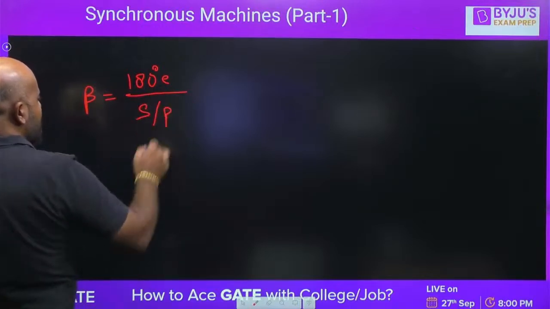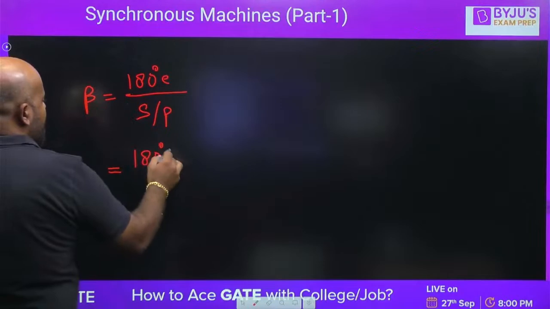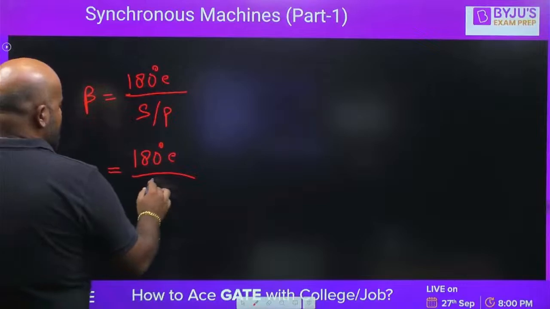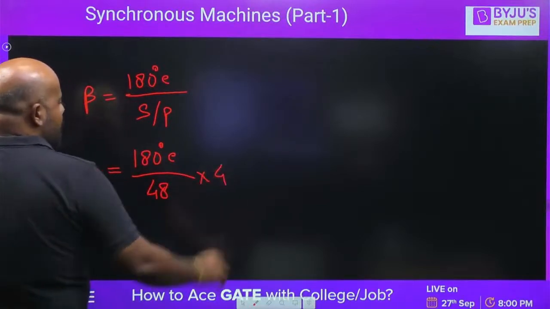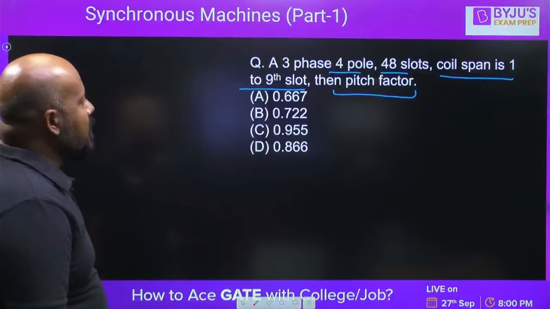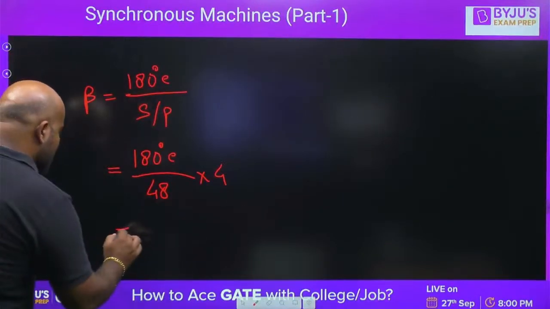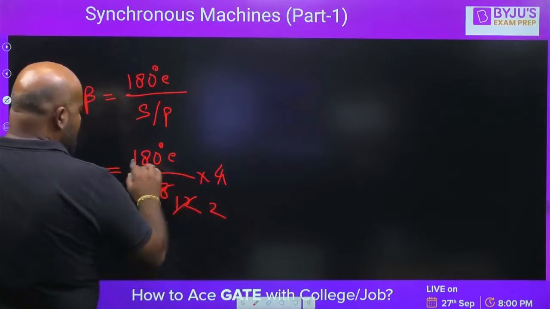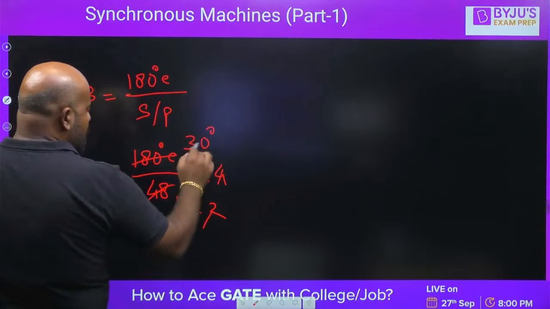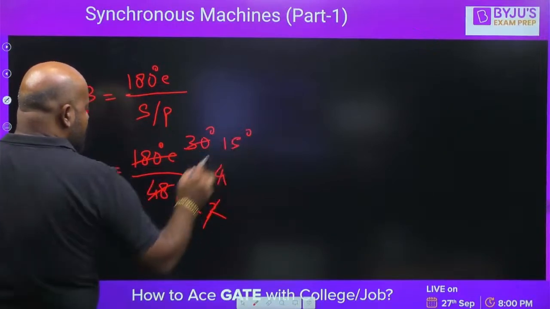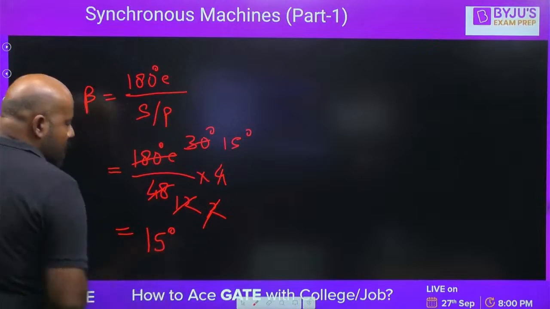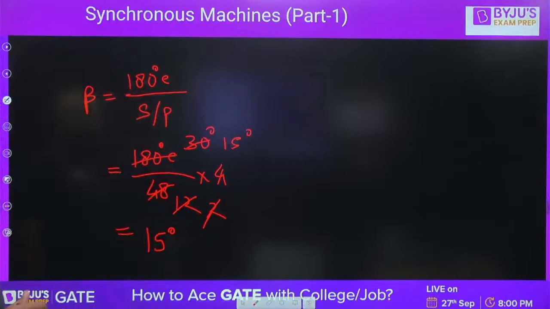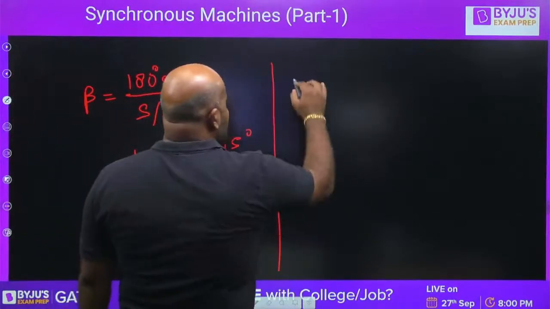divided by slots per pole. What is the number of slots? 48 slots. Number of poles? 4. Just solve this and tell me what is the value of beta you are getting. You must be getting 15 degree. Yes or no? Everybody is getting 15 degree beta. Yes, perfect. If you are getting 15 degree as beta, what is going to be gamma?